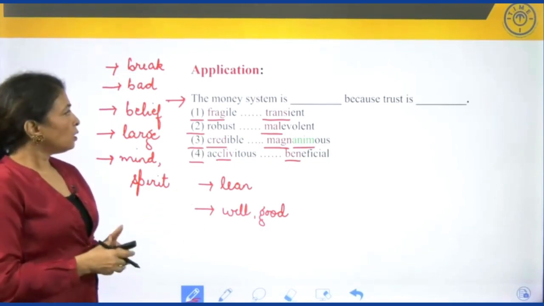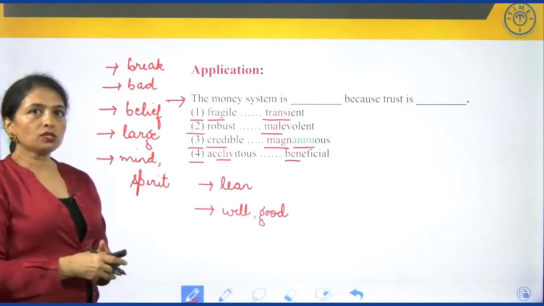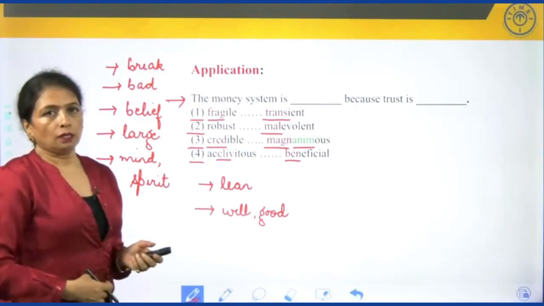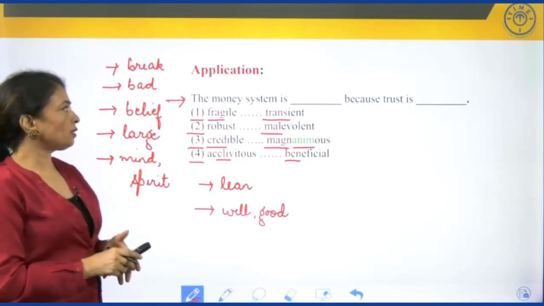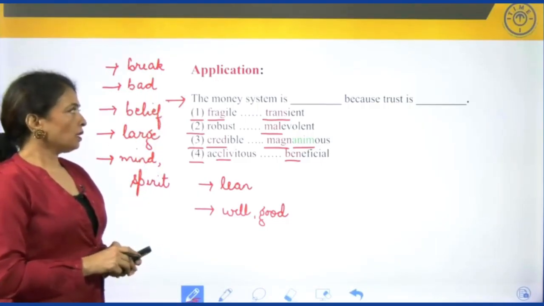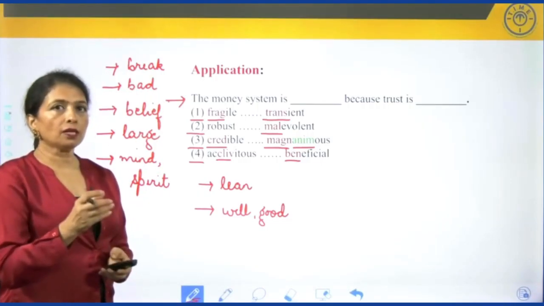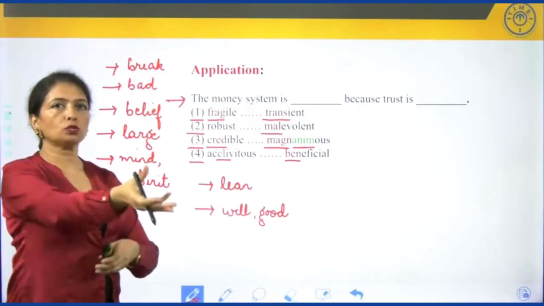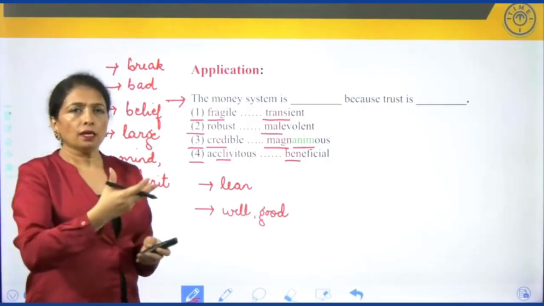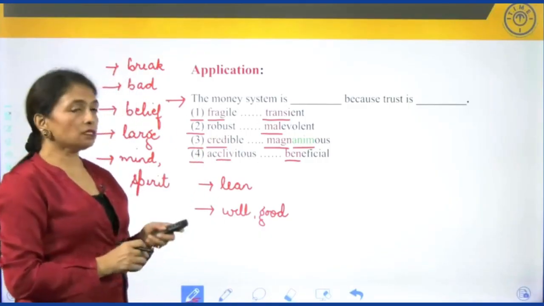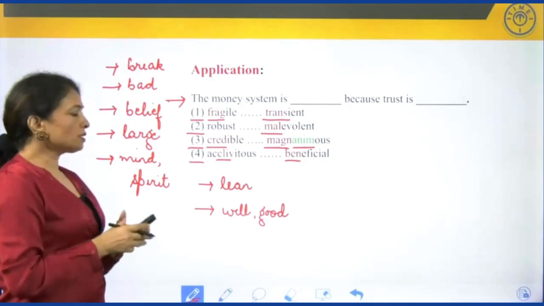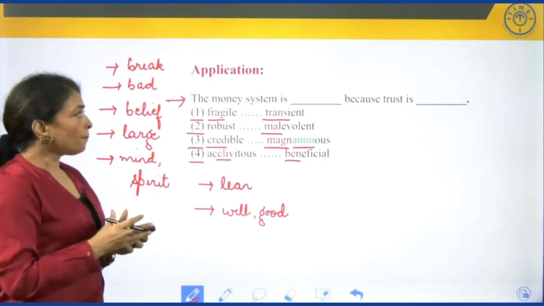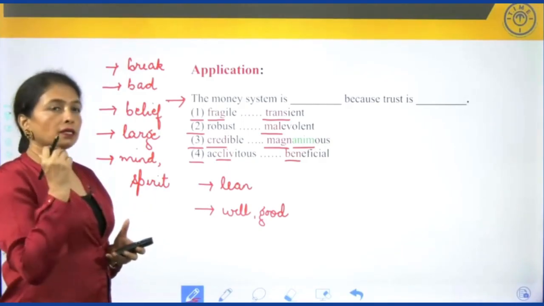What does it mean? So fragile is something which is liable to break, is breakable, because the root word frag means to break. Transient is something that is very short-lived. It crosses over to something else in a very short time. So transient is something which is temporary, which is short-lived. Robust is something which is very strong. Malevolent is a bad character.